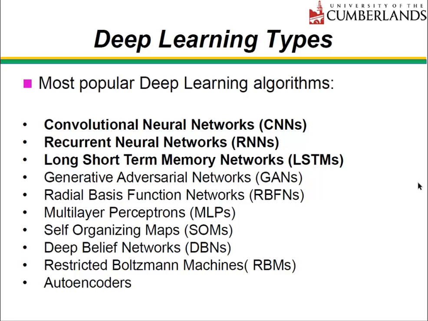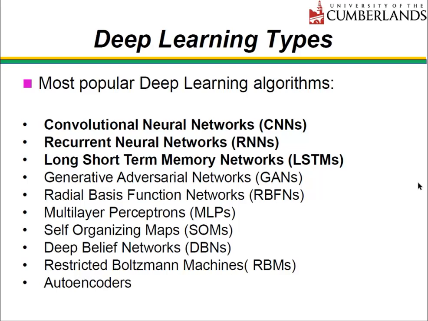And then we have recurrent neural networks, RNNs. These are essentially for sequential data, like time series or text. And large language models fall under this category. And then we have long short-term memory networks, LSTMs. These are specialized RNNs for remembering long-term dependencies.